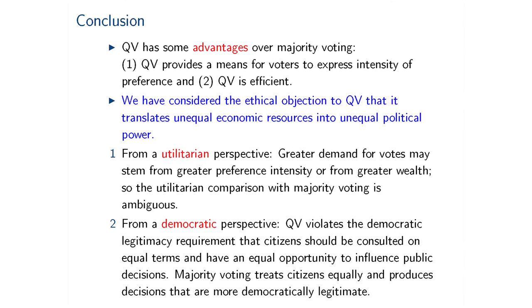Whereas from a democratic perspective, we argued that QV violates a basic democratic legitimacy requirement that citizens should be consulted on equal terms and have an equal opportunity to influence public decisions, whereas majority voting treats citizens equally and produces decisions that are more democratically legitimate. So that's it. Thank you.